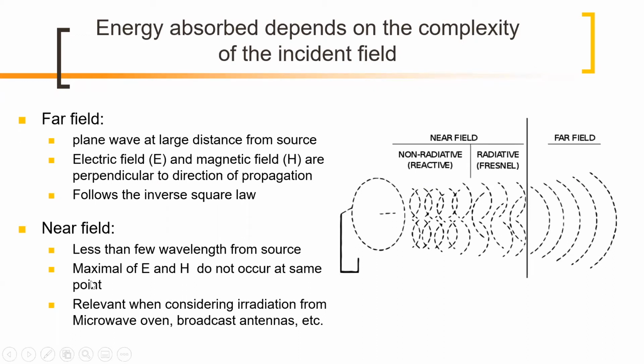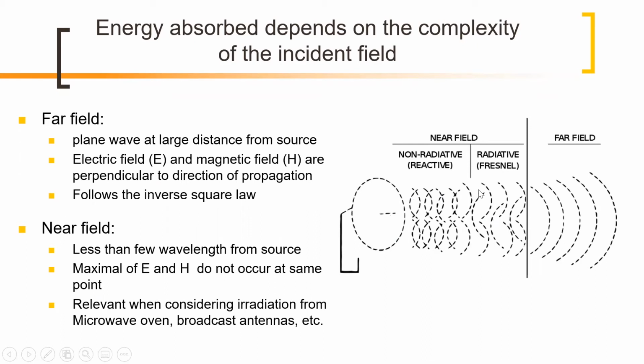So we say the maximum of the E and the H field do not occur at the same point when you are really, really close to the source. And these appear to be the relevant cases at times that human subjects are exposed to. For instance, maybe near your microwave oven, you are really close to the source, or a broadcasting antenna in front of your house. So we are not most of the time in the far field.